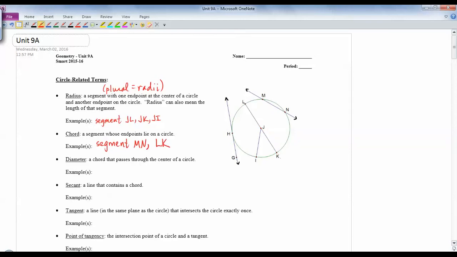So then the diameter, you may have learned already, it's any chord that passes through the center. So it basically starts at one point on the circle, ends at another point on the circle, and it passes through that center point right there every time. So there's only one in this picture, and it's segment LK.